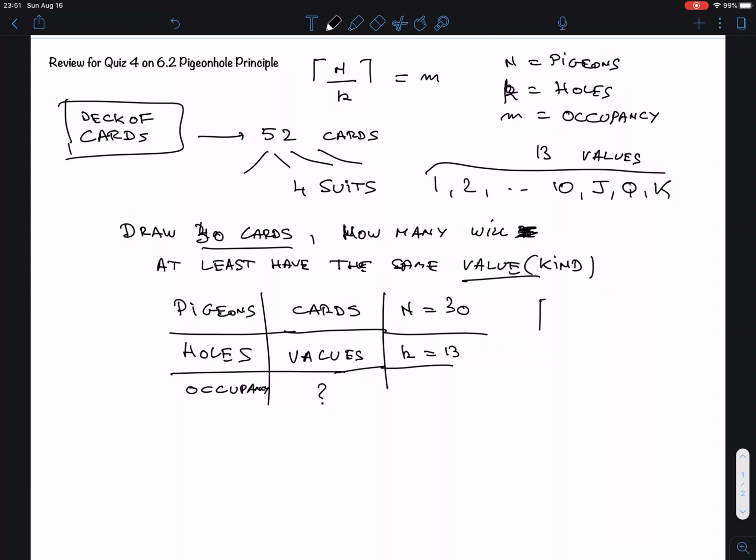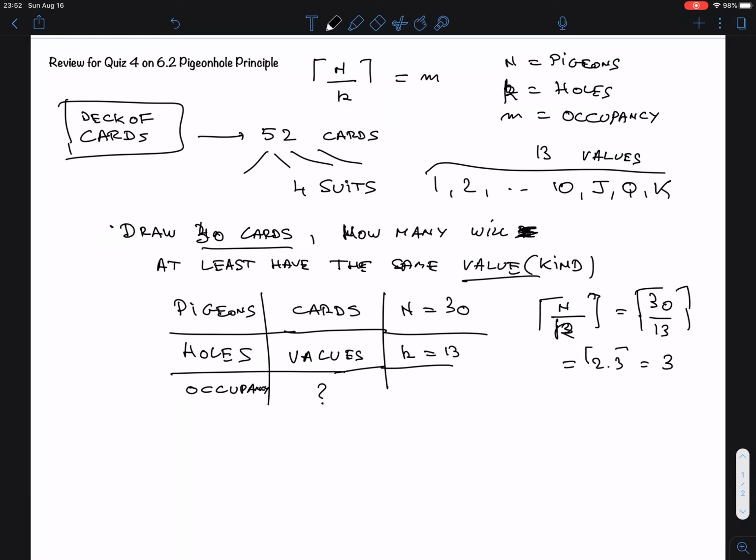So how many? Well, we apply the formula straightforwardly. In this case, that is 30 divided by 13. Let me quickly tell you the decimal value: 30 divided by 13 is about 2.3, but we're taking the ceiling of this, so that's actually 3. So this means that if I take 30 cards, I will have at least 3 of a kind. That's the straightforward thing.